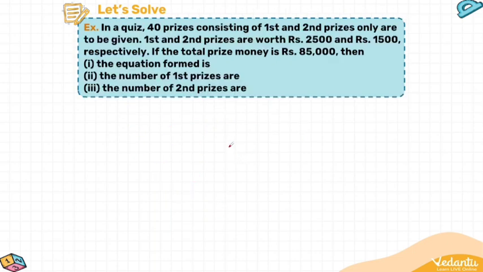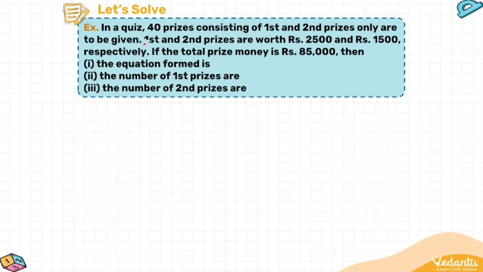In a quiz, 40 prizes consisting of first and second prizes only are to be given. First and second prizes are worth rupees 2,500 and rupees 1,500 respectively. If the total prize money is rupees 85,000, then the equation formed is, the second question is the number of first prizes are, and the third is the number of second prizes are.